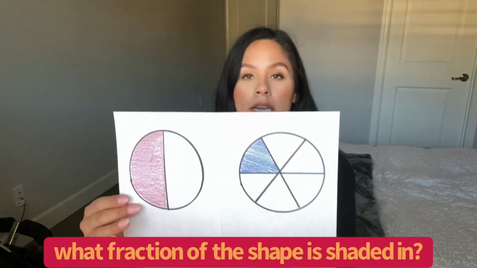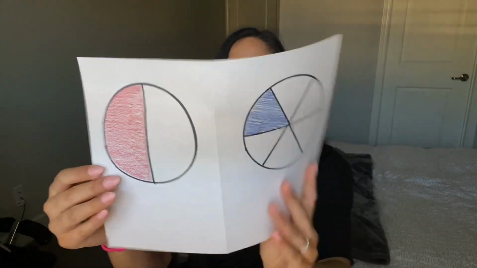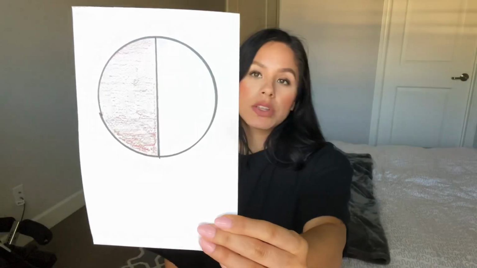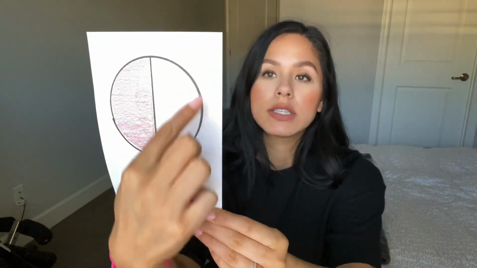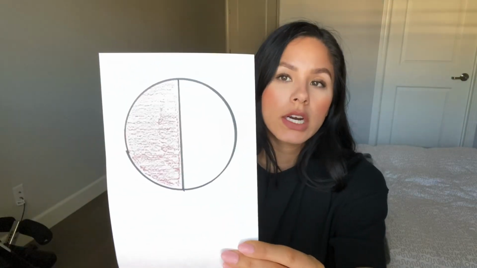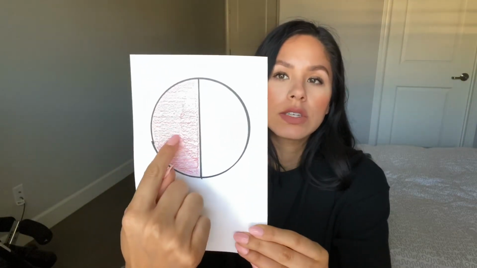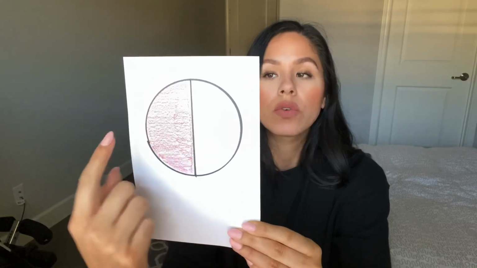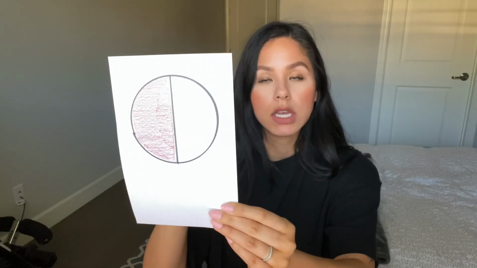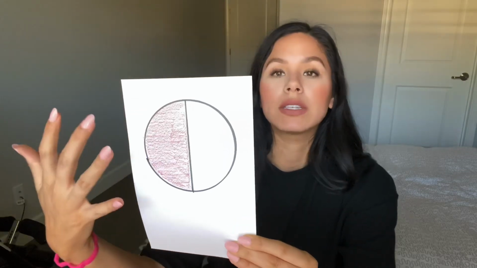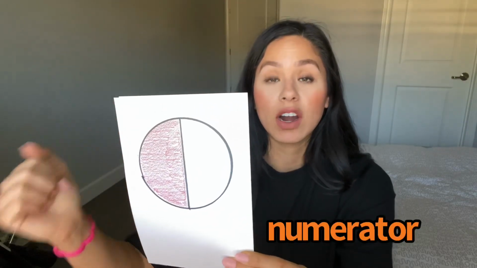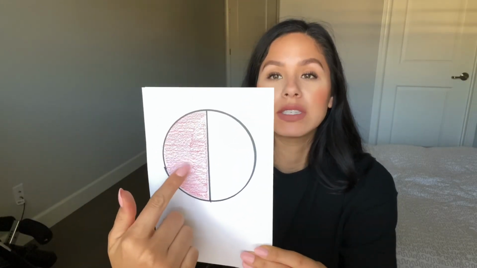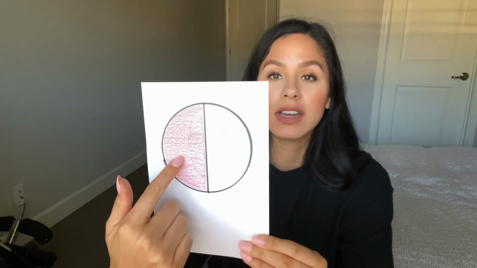Here I have 2 examples, and we'll do one at a time. So for example, this shape. You're going to notice that we have a whole circle here, and one part is shaded in and the other is not. So remember that the part that is shaded is the part that you're going to count. That's going to go in the numerator, at the top. So I'm noticing that there is one piece that's shaded in, so that is going to go into my numerator.